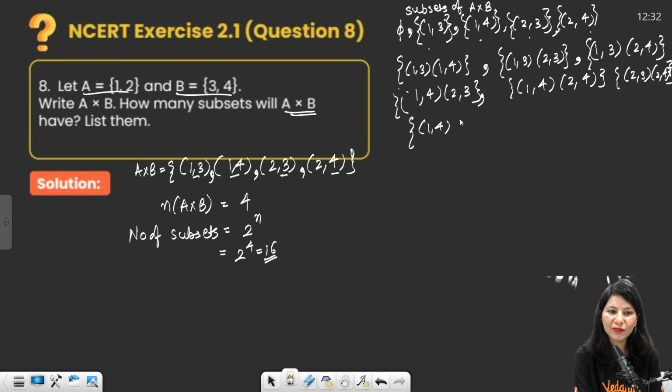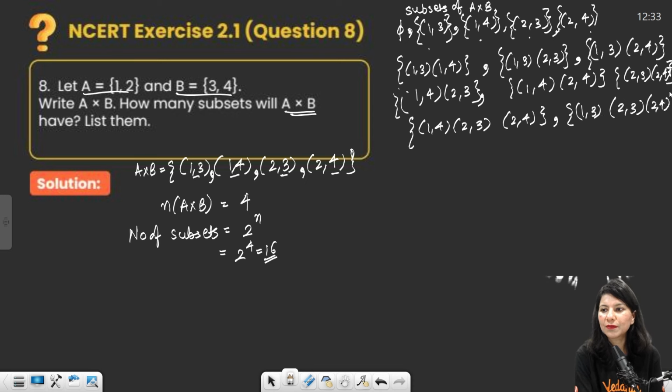So, it will be 1, 4, 2, 3, 2, 4. In another set, let's now skip 1, 4. So, it is going to become 1, 3, 2, 3, 2. Then, we are having, let's skip 2, 3 this time. 1, 3, then 1, 4, and then 2, 4.